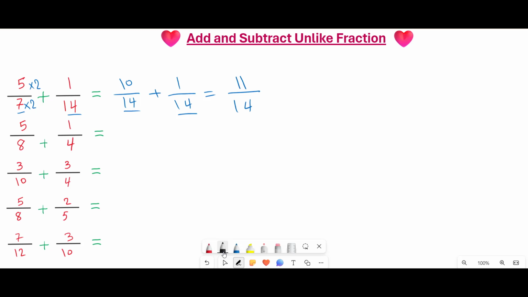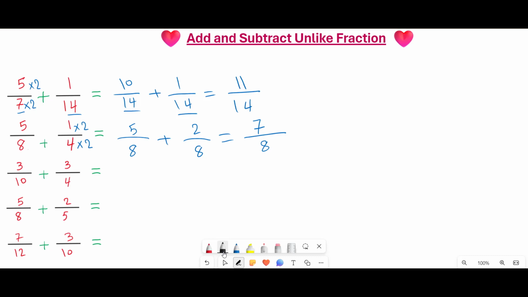Okay, now here 5 over 8 plus 1 over 4. Can we do plus? No. Why? Because denominators are different. Okay, what should we do in this case? Check first if you can make it the same. 4 can be 8, yes, if you multiply it by 2. Then we should multiply up by 2 also. Now the first one is the same. The second one will be 2 over 8. Then the denominator is the same, we write it the same. And 5 plus 2 will be 7. This is in simplest form, yes.